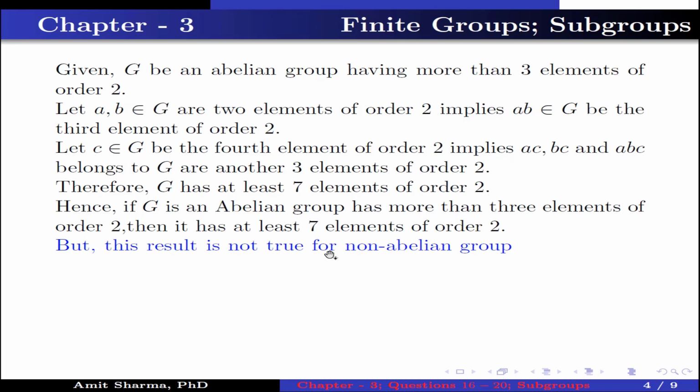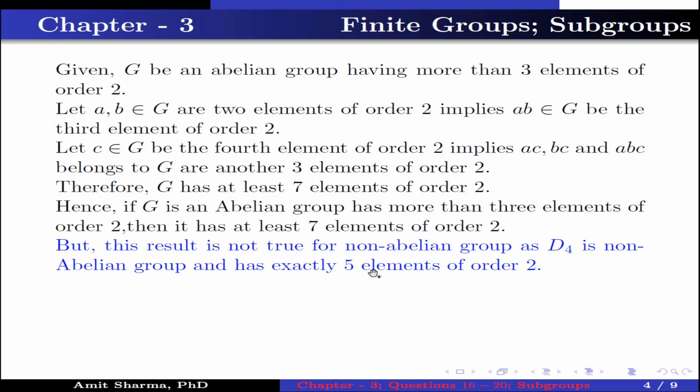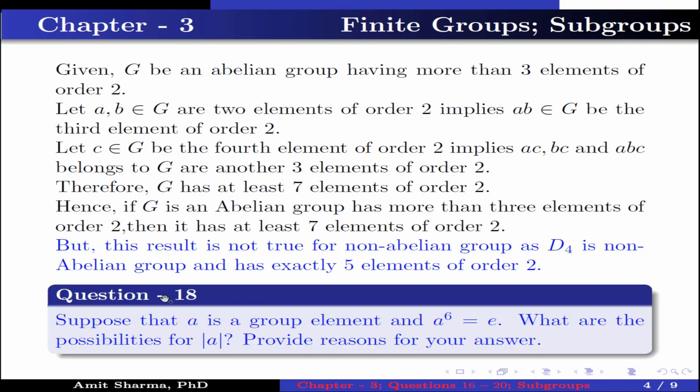But this result is not true for a non-abelian group, as D4 is a non-abelian group and has exactly 5 elements of order 2. Question number 18. Suppose that a is a group element and a to the power 6 is equal to the identity. What are the possibilities for the order of a? Provide reason for your answer.